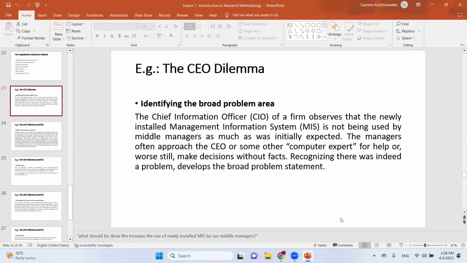Okay, now exercise. Identify the broad problem area. Read this and try to develop a problem statement, or simply a question, a research problem, a researchable problem. This is the case and you want to develop the research problem, including this paragraph. I will give 5 minutes.